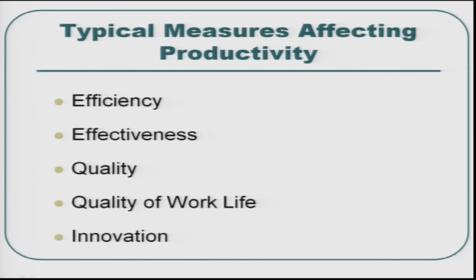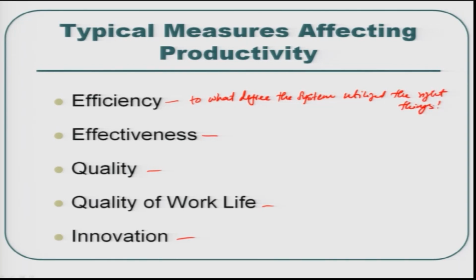Okay. And what are the typical measures that impact the measurement of productivity? There are a few factors that impact the measurement of productivity. Number one is efficiency, the other is effectiveness, then quality of work life, and innovation. So efficiency is typically to an extent we are trying to measure to what degree the system utilized the right things.